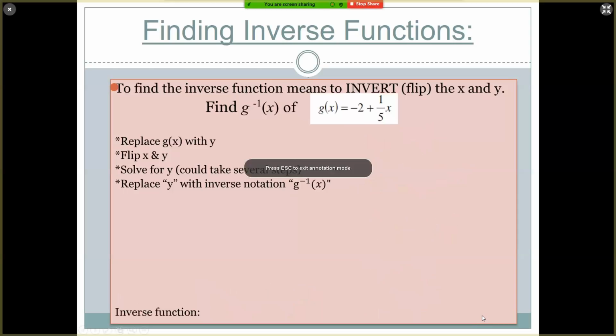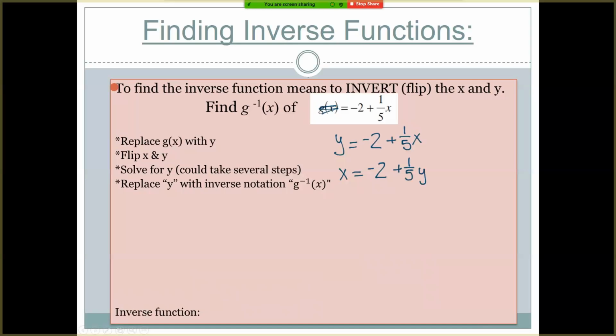The next one, we're finding g inverse of x. It is exactly the same as f of x, except they've changed it to a g. Our steps remain the same. So take g of x out and replace it with y. So y equals -2 plus 1/5 x. That's step 1. Step 2, we want to flip our x and our y. So now we have x equals -2 plus 1/5 y.